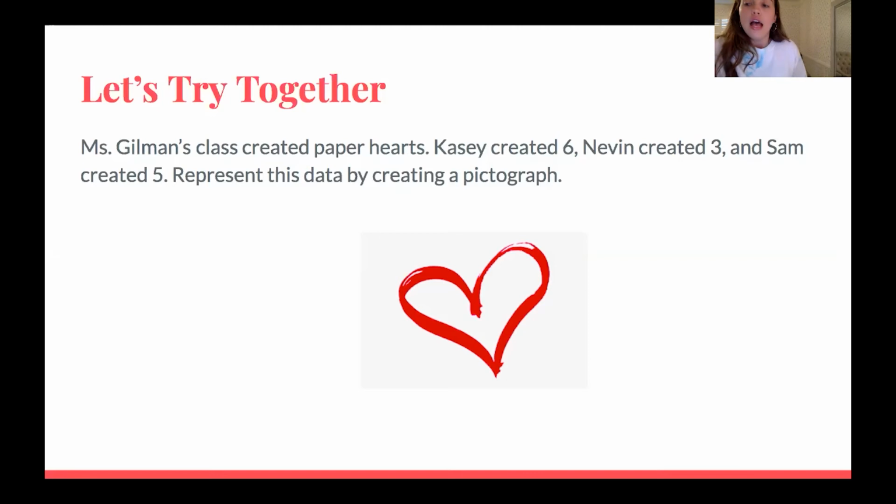So let's think. What should we label our y-axis? And our y-axis is this one. All right. Hopefully you said number of hearts, right? Number of hearts. And then on our x-axis, we can just write students, because that gives us a good idea what they are creating and who these students are. Now, before we jump into actually creating our pictograph, we need to make sure that we have made a key. All right, so let's make our key. Okay.